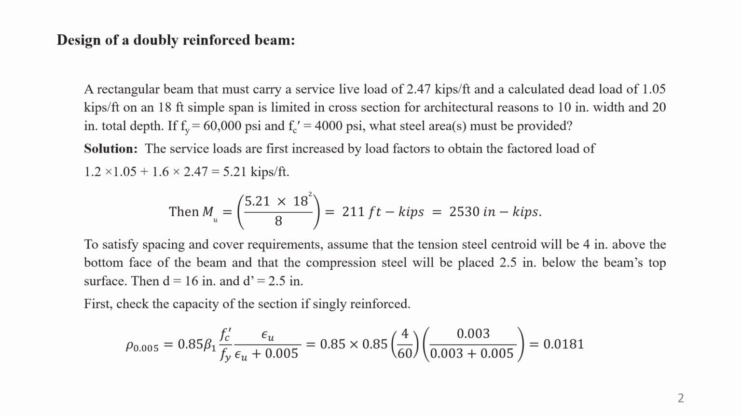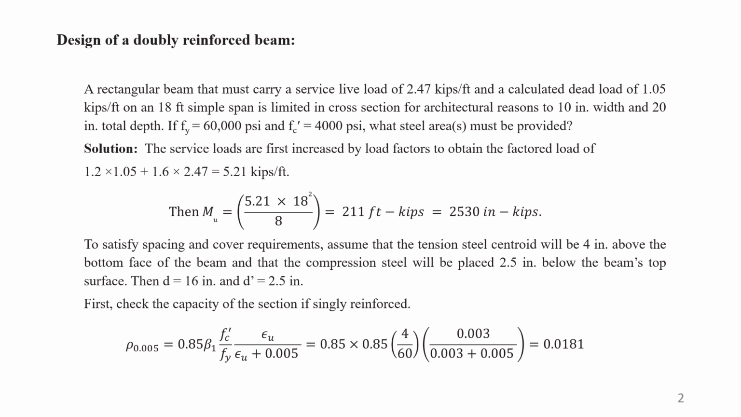Now we have to find out the moment at the maximum point, which is the center, and for a uniformly distributed load, the moment will be WL square by 8, and W here is 5.21 and L is 18 feet and 8 is 8. That's why the moment is 211 feet kips, and if we keep it in inch kip, then we have to multiply 211 by 12, and that becomes 2530.